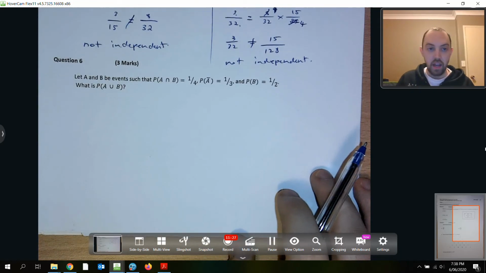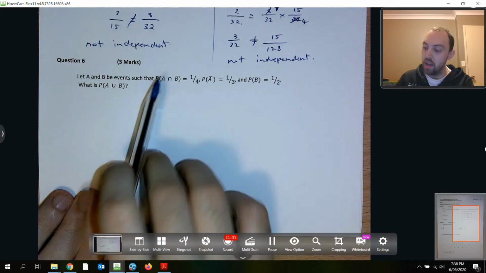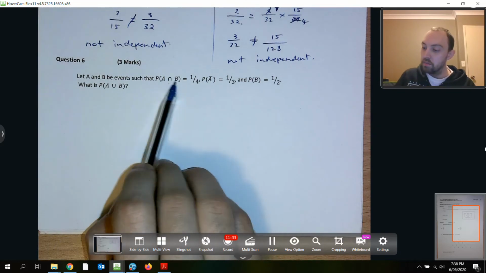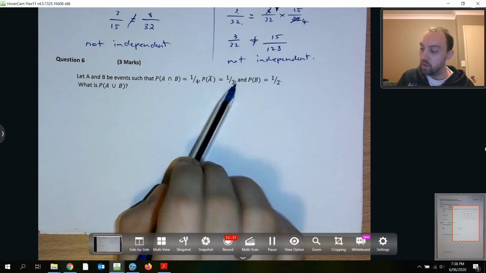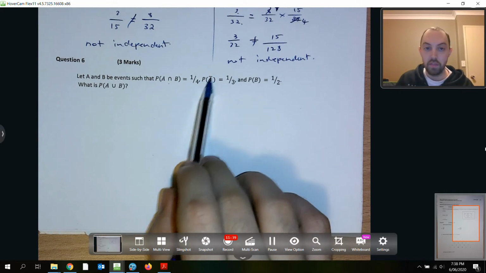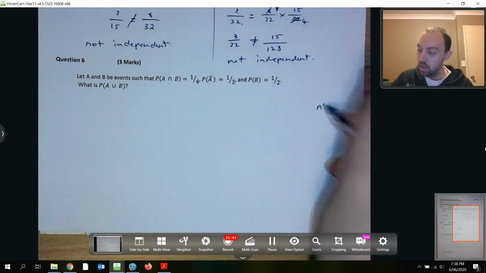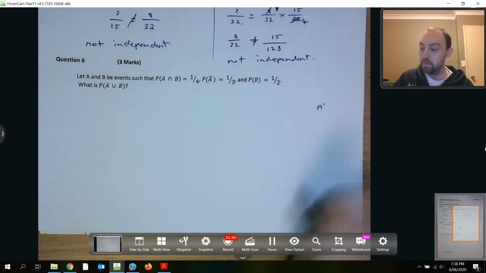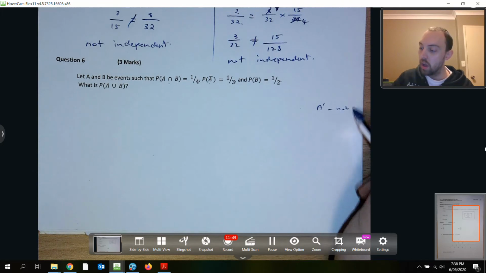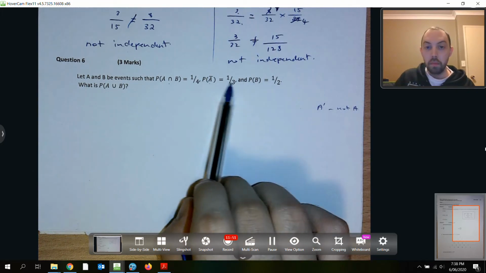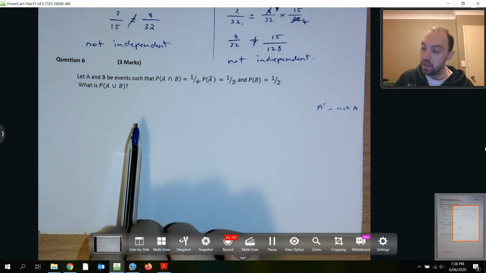Let A and B be events such that probability of A intersection B, so A and B, is a quarter, probability of not A is 1/3. Okay, the line above the A means not A, the complement. You might also see the dash instead. Probability of B is half. What is the probability of A or B?